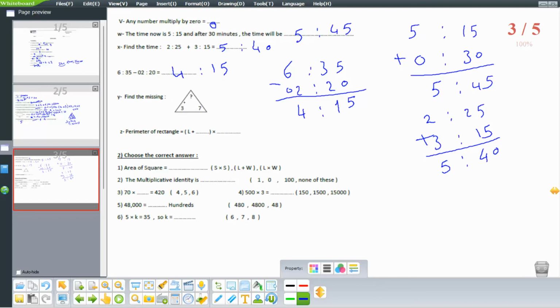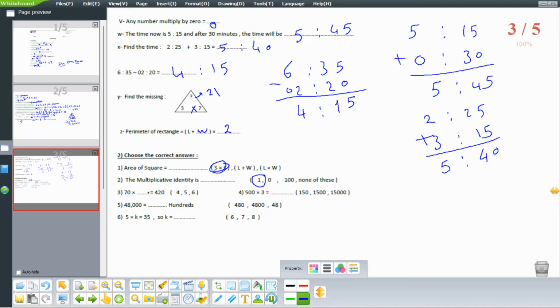Find the missing number. We know that to bring the upper, we will multiply the lower. 3 times 7 equals 21, so the missing number is 21. The perimeter of a rectangle, we know the rule: length plus width, times 2. Choose the correct answer. Area of a square, we know the rule: side times side. The multiplicative identity is the number which, if we multiply by it, never changes the answer, which is 1.